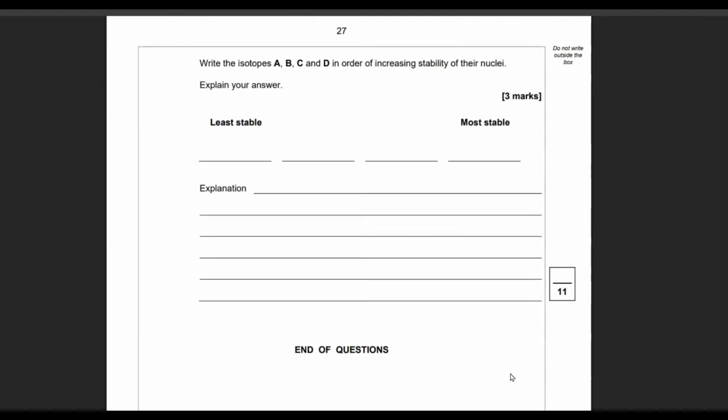Let's go down to the actual question. Write the isotopes A, B, C, D in order of increasing stability of their nuclei. Explain your answer. 3 marks. Least stable to the most stable.